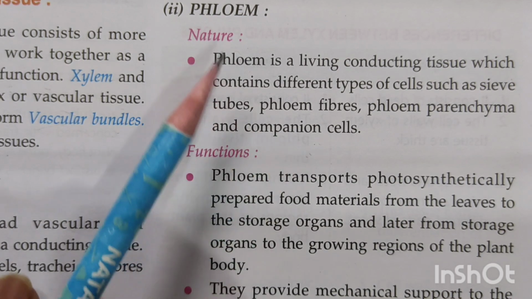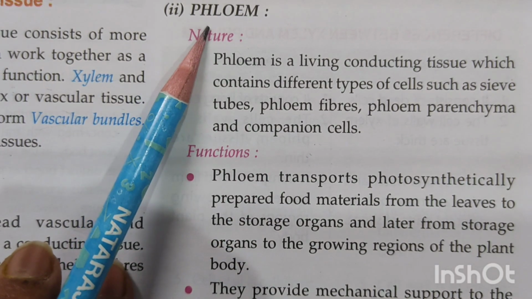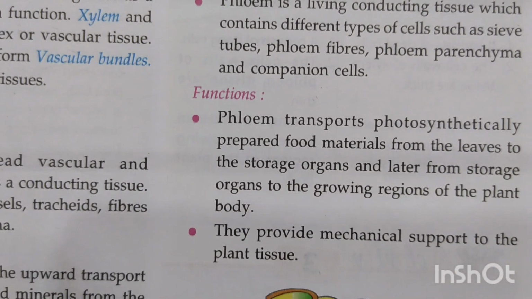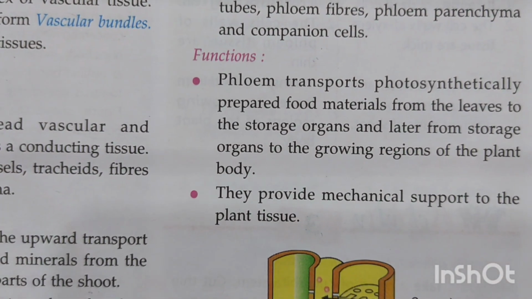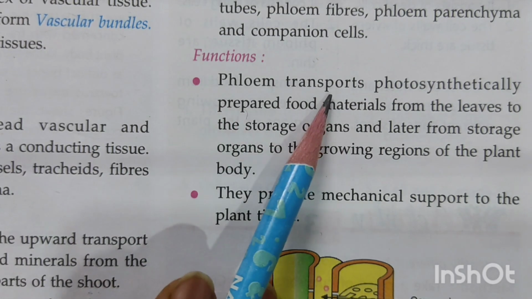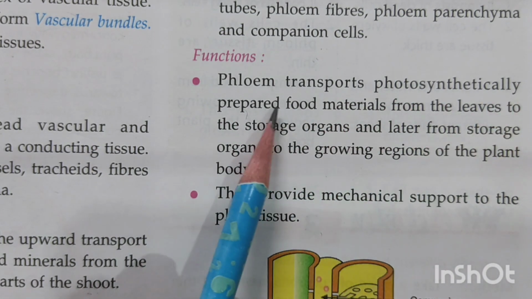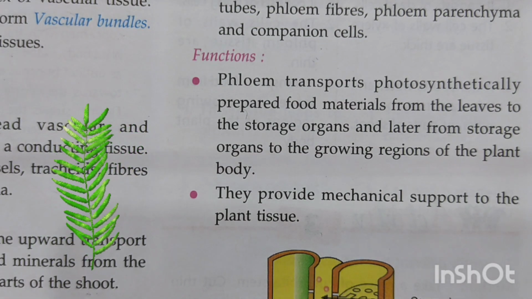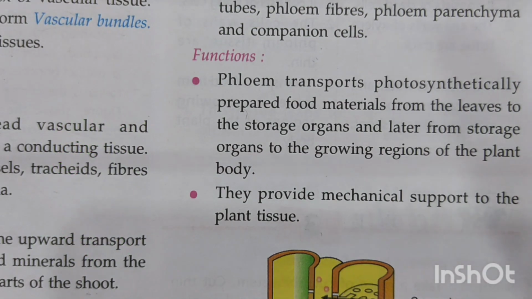That are grouped together as a single tissue, which is known as phloem. Now, what is the function of a phloem, children? It is important. See the first one, that is the most important function, children. Now, phloem will help in transporting the photosynthetically prepared food. You know, the plant prepares the food by the process of photosynthesis.